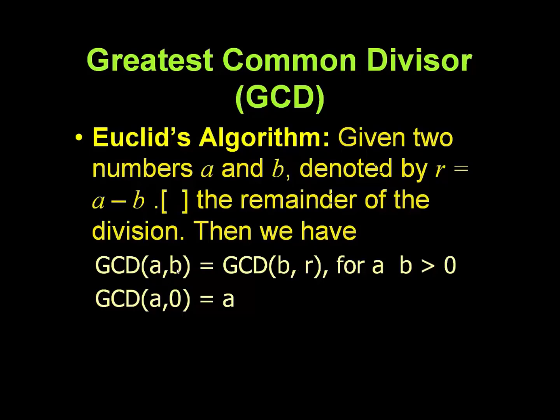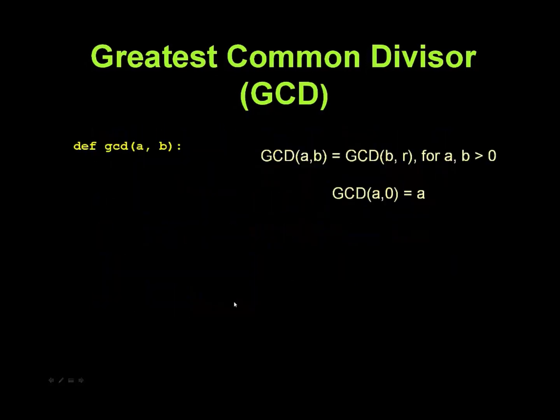Okay, so what happens if B is bigger than A? All right, think about that. Now, if it turns out that B is equal to 0, right, then we know that A is the greatest common divisor. So let's take a look at some examples.